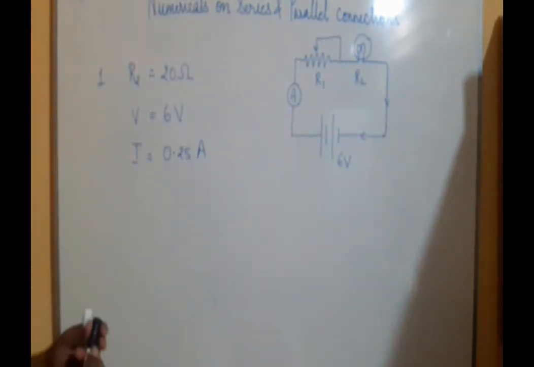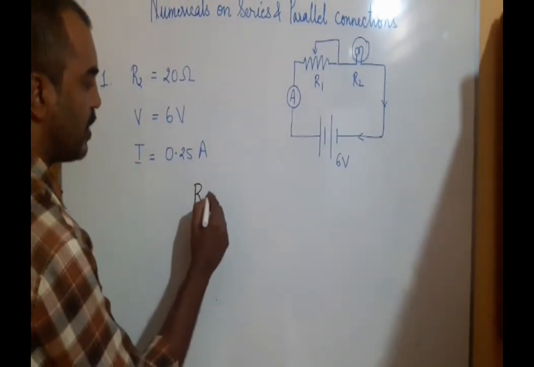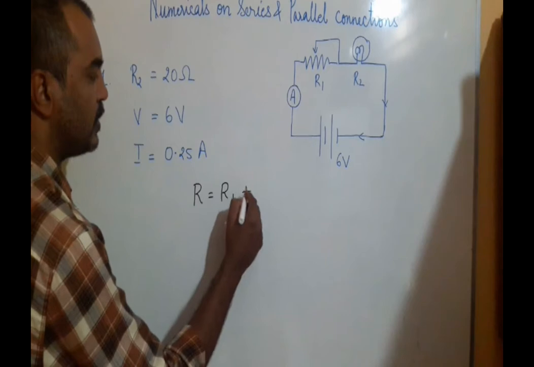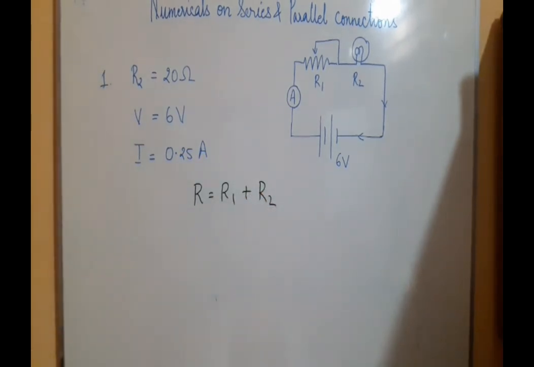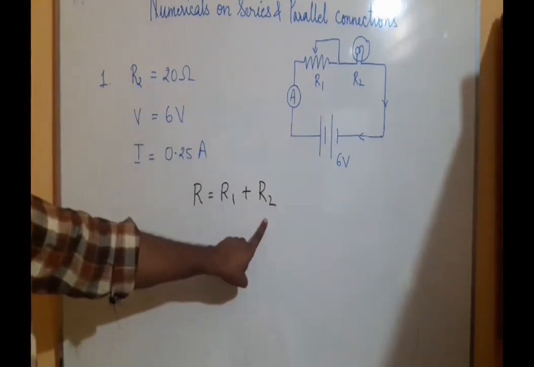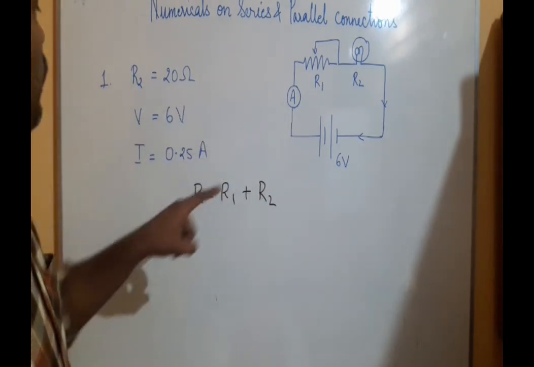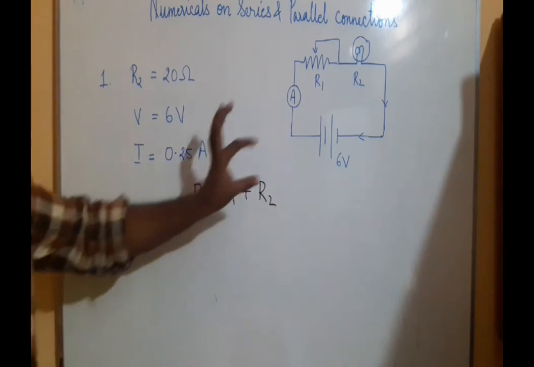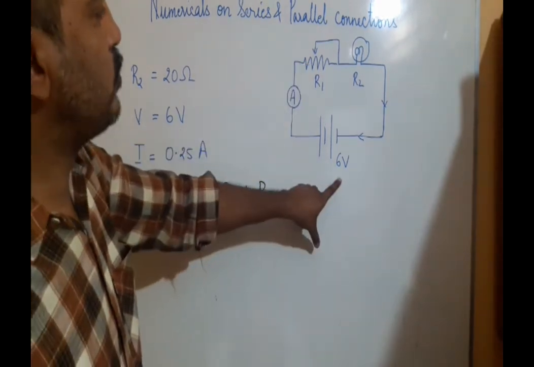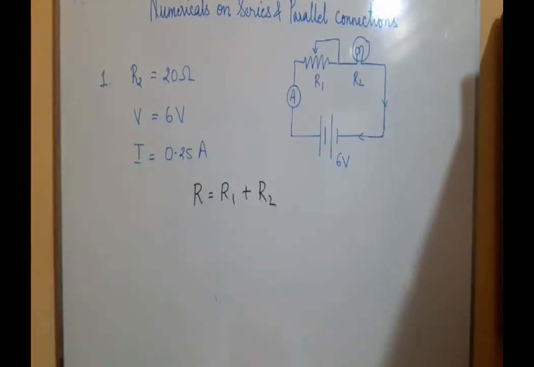You may know the formula for the series connection is R is equal to R1 plus R2. Now, in this series connection, we are given R2 equal to 20 ohm. We have to find R1, but we do not know R. So how can we find R? We are given the battery is of 6 volt and the current in the ammeter is 0.25 ampere.